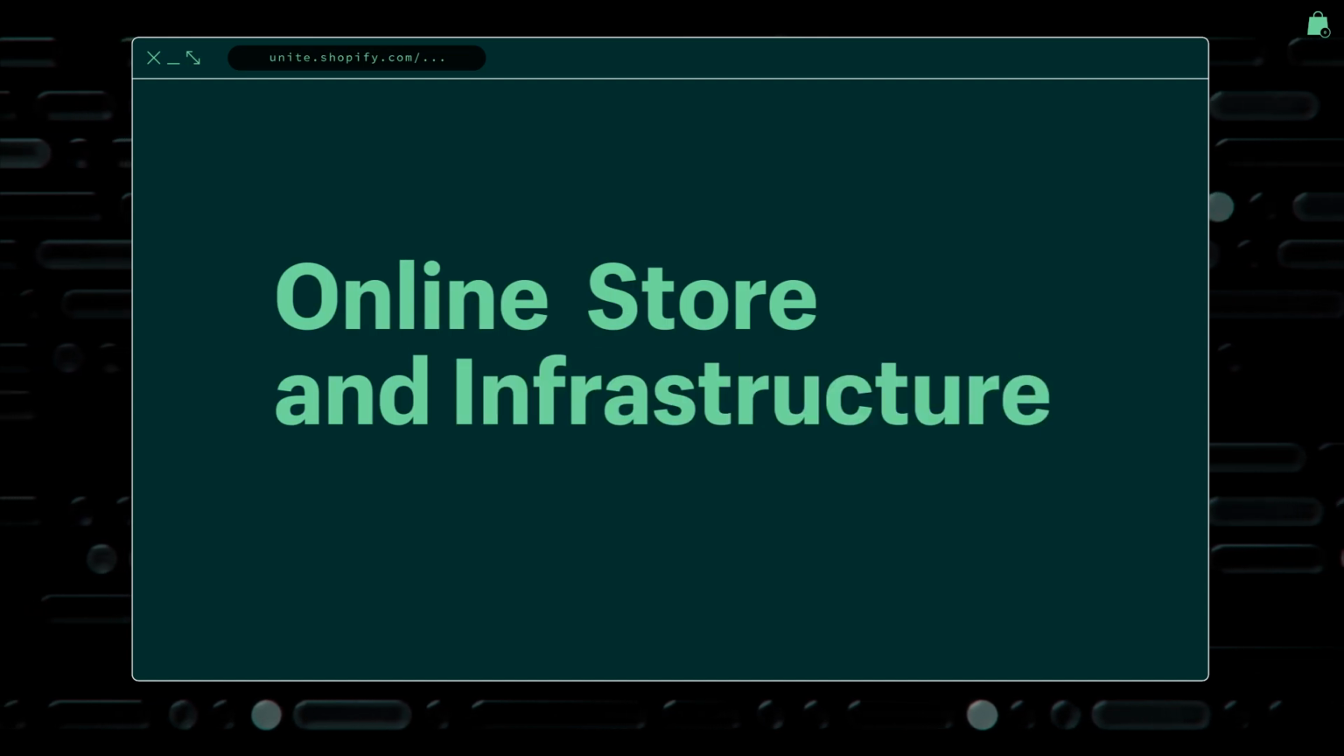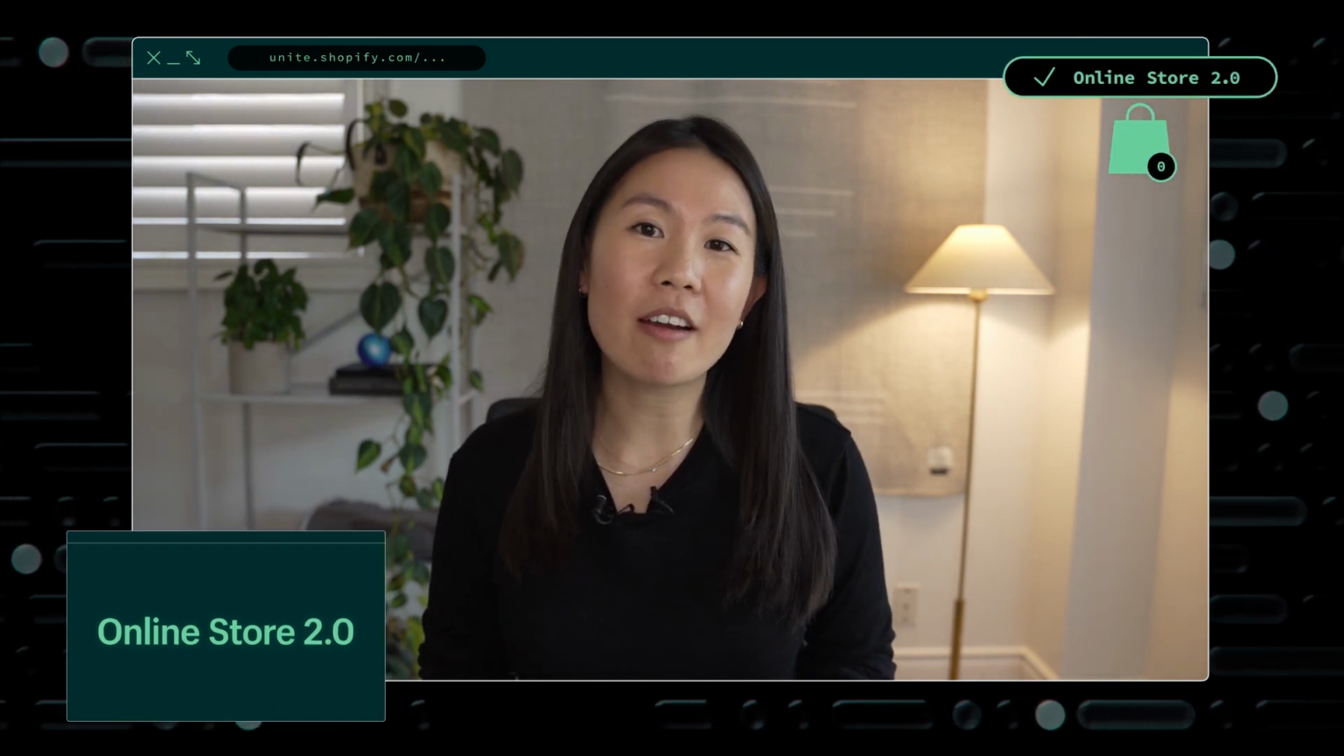I'm going to show you the biggest and boldest upgrade we've ever shipped to the online store. It's such a big platform upgrade that we called it Online Store 2.0. To start, let's take a look at the three areas of the online store that have been rebuilt and reimagined. The first is themes and the editor. This is where merchants go to configure and build their store's design.